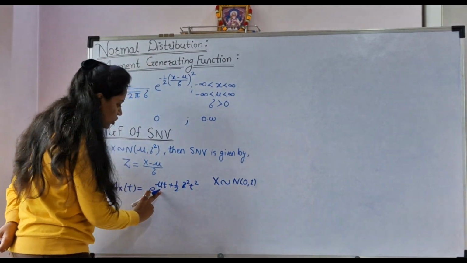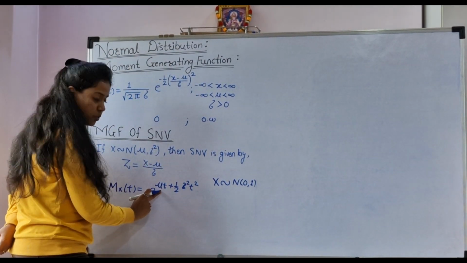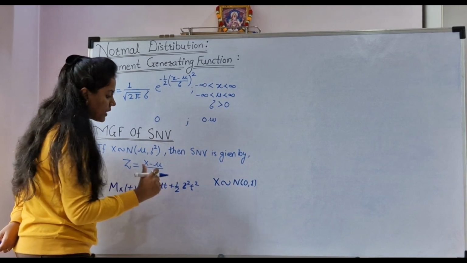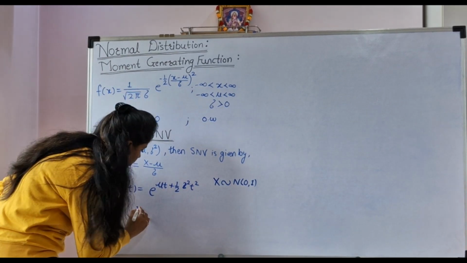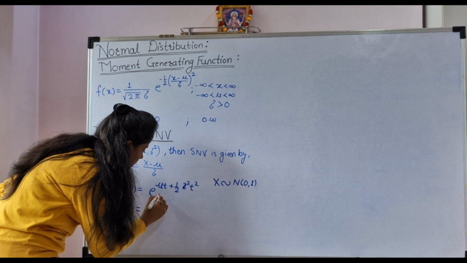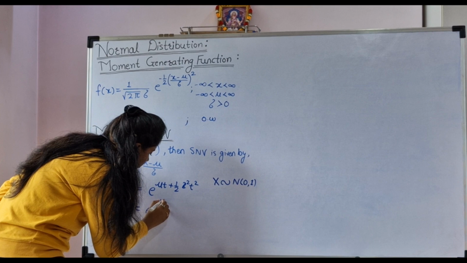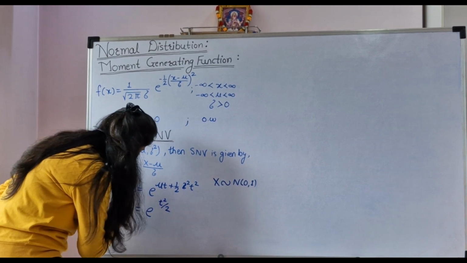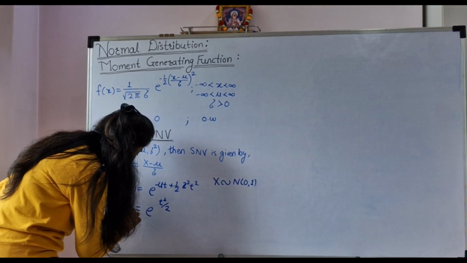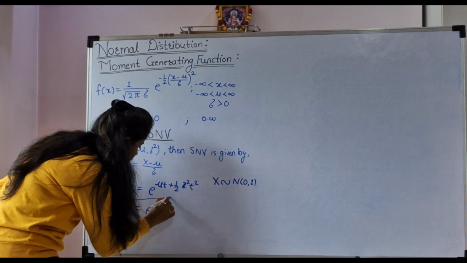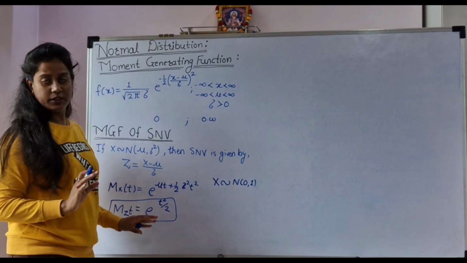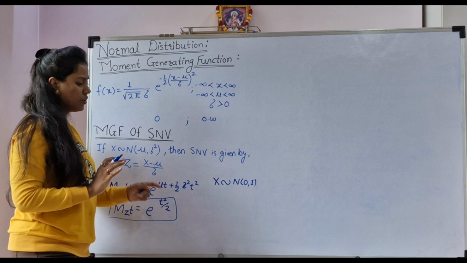So if you put mu equals 0 and sigma square equals 1, what do you get? E to the power 0, which is 1. So we get e to the power just t square by 2, and this is the moment generating function of a standard normal variate. This is how you can do it.